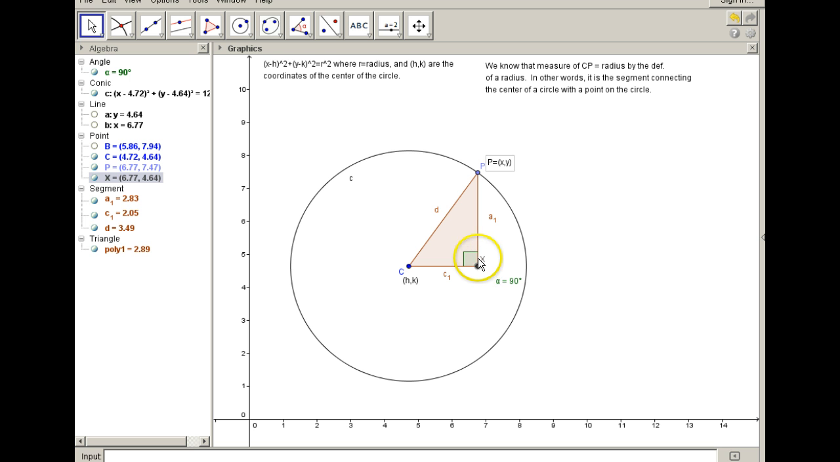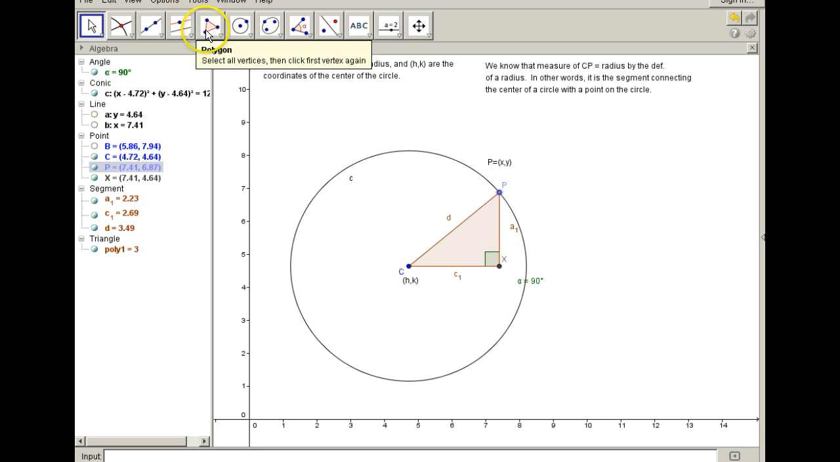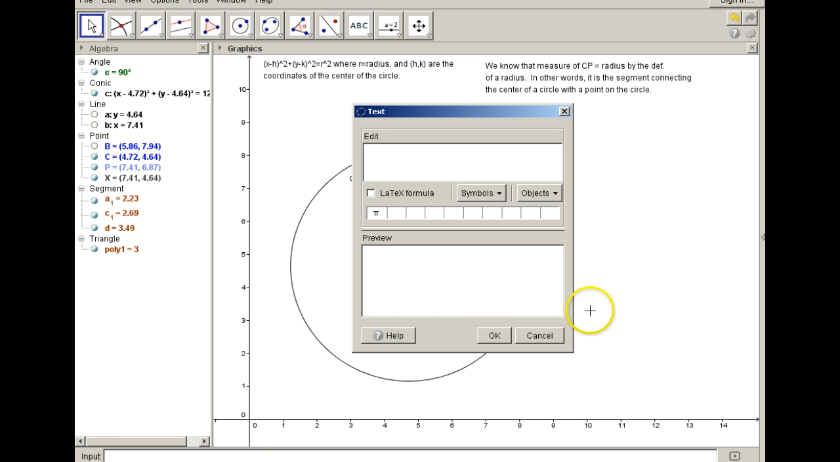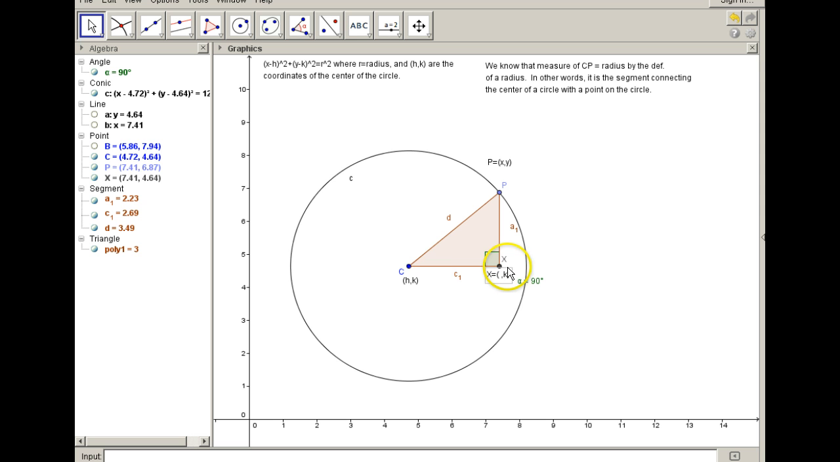But what about this now? Well, remember, we said that the Y value of this X is the same as the Y value of C, because I've made it so that it always stays horizontal to C. I'm picking a point that's always horizontal to C, so it has the same Y value. So point X is going to be at some value, we don't know, and at K, because it has the same Y value as point C, right?